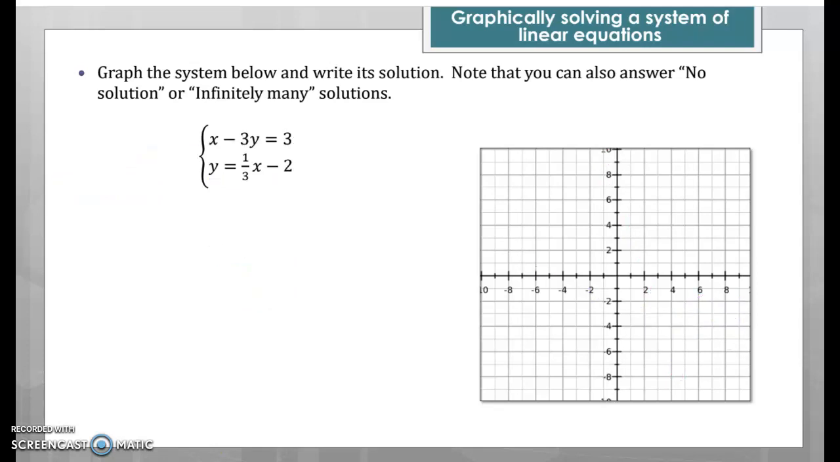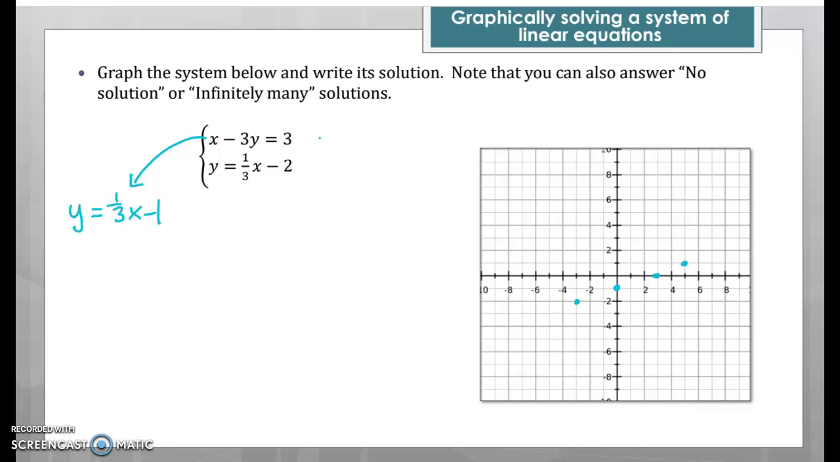Okay, so for these, how do I get this into y equals mx plus b form? I'm going to subtract x and then divide by negative 3. So I'm going to end up getting y equals 1/3 x minus 1. So now I'm going to graph it. I'm going to have a negative 1 y-intercept, and then I go up 1 and over 3, like this.